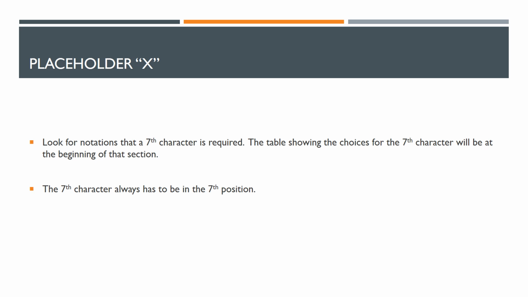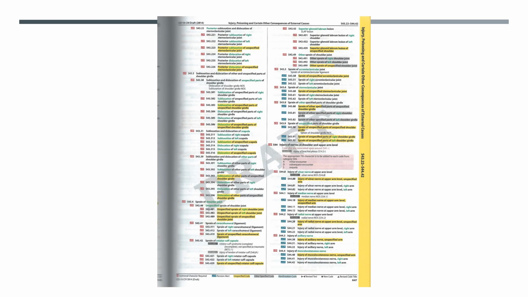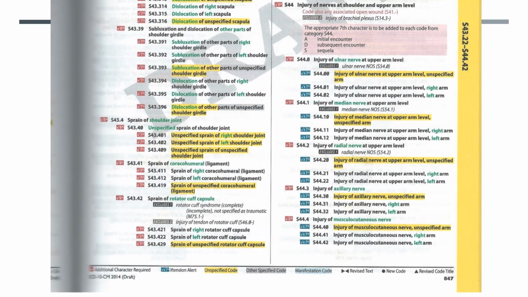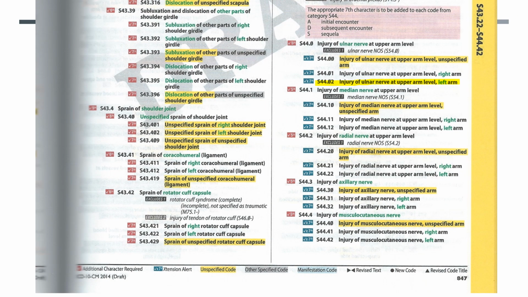Then there's the placeholder X. If there are less than 6 characters in the code and a 7th character is required, you need to add X as its placeholder. The 7th character always has to be in the 7th position. For example, let's look at code S44.0 in the tabular section. S44.0 has a check mark indicating it requires the 5th character.